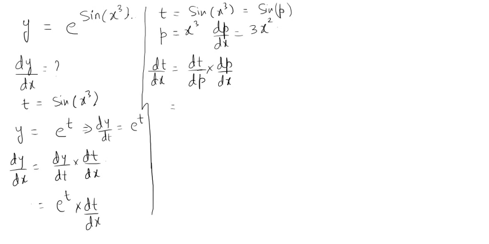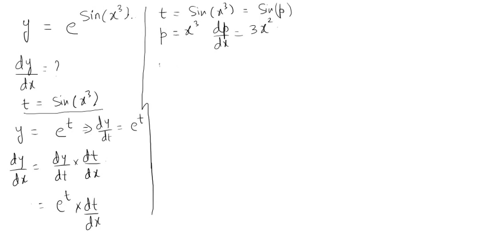Now t, as you can see, t is equal to sine of x cube. Now sine of x cube is again a complicated function. So again I will introduce one more variable, which is p. So sine of x cube can be written as sine of p. So p is equal to x cube. Then dp by dx is 3x square. Now I have to find dt by dx, and then I will put that dt by dx here.